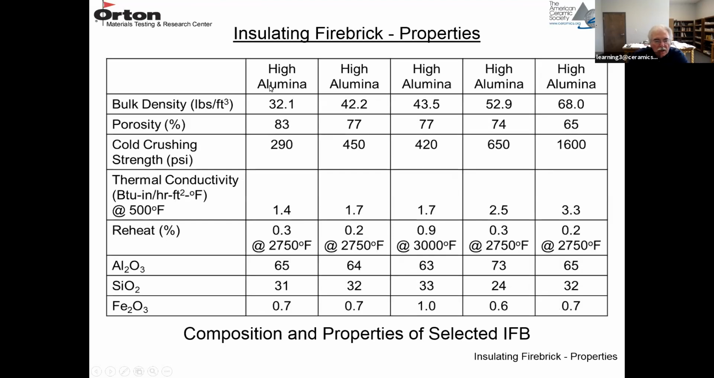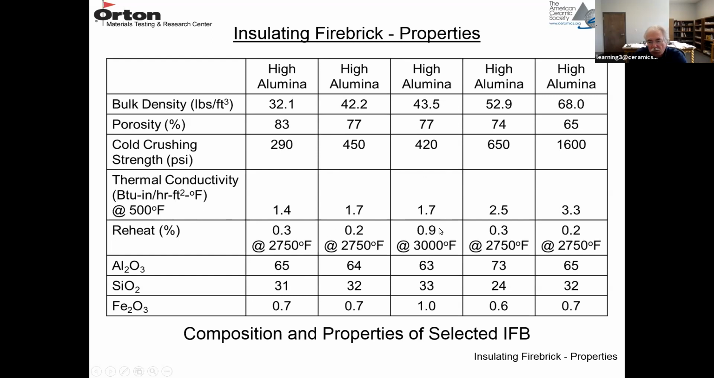You can also have higher alumina content IFBs from about 32 to 68 weight percent. 32 to 68 bulk density in pounds per cubic foot. These porosities are all pretty high, 65 to 83%. The cold crushing strengths depend on the exact chemistry and how they're fired. And you can see again, these are at 500 degrees F, relatively low thermal conductivities.